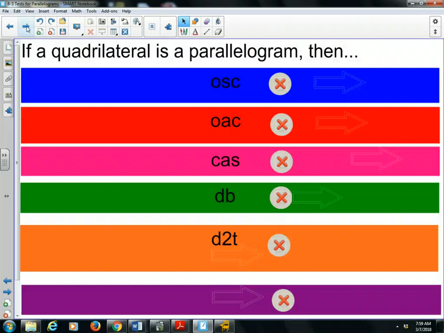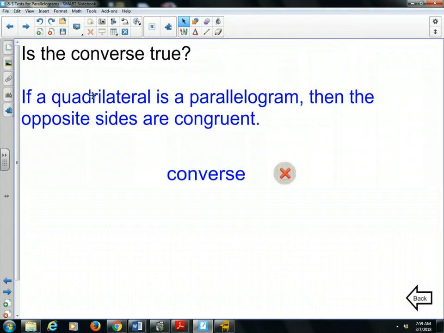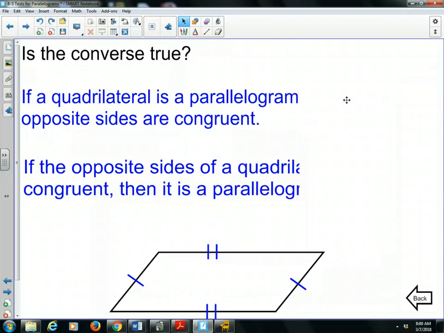So yesterday, we said if a quadrilateral is a parallelogram, then the opposite sides are congruent. So now let's switch these if and then statements for the converse. If the opposite sides of a quadrilateral are congruent, then it is a parallelogram. So if this side is congruent to this side, and this one is congruent to this one, is this a parallelogram? The answer is yes, or true. The converse is also true.